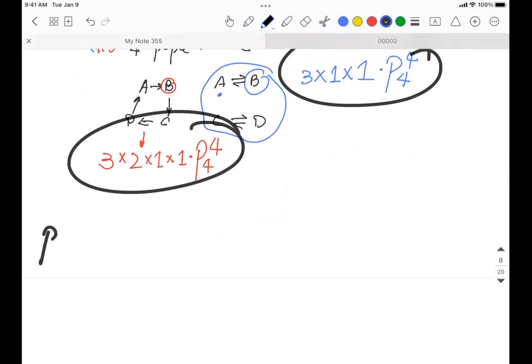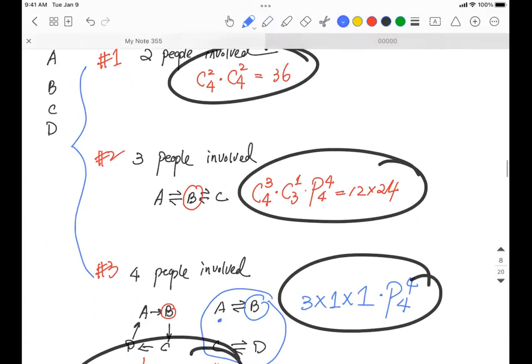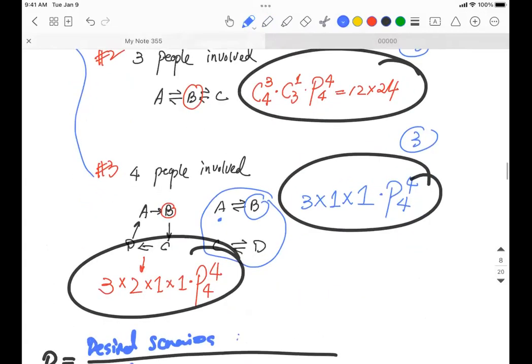So if the question asks you to determine the probability, we're going to talk about probability later, but here we can definitely do a quick talk. Probability means the desired scenarios over the total scenarios. Desired scenarios over the total scenarios. The desired total scenarios is your 1, 2, 3, 4, adding them together.